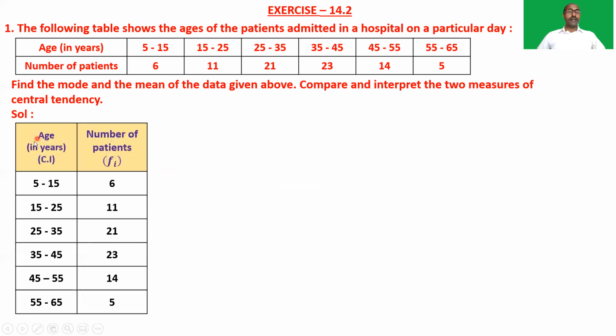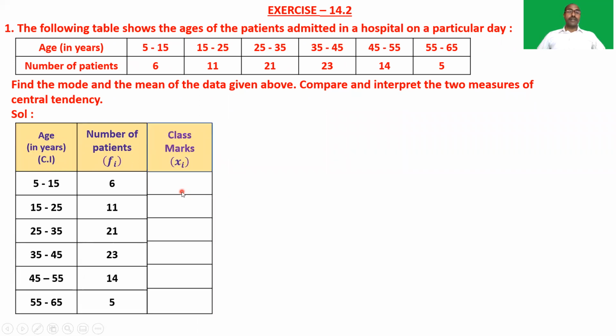To find the mean, we have to take two more columns. The first one is class marks, that is, the mid values of the given classes. The mid value of 5 to 15 is 10, and the mid value of 15 to 25 is 20. 25 plus 15, 40 by 2, that is 20, and 35 plus 25, 60 by 2 is 30, and similarly 40, 50, and 60.